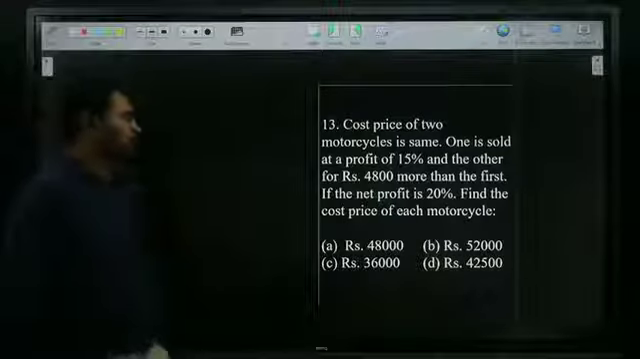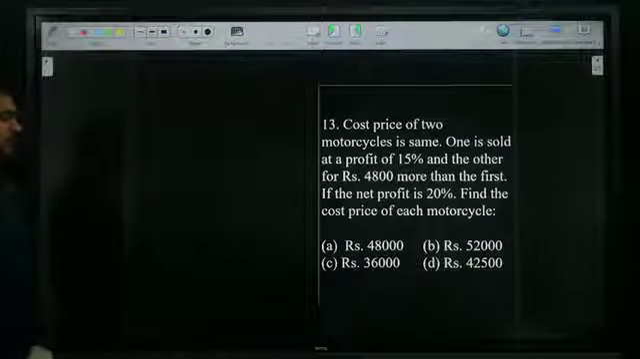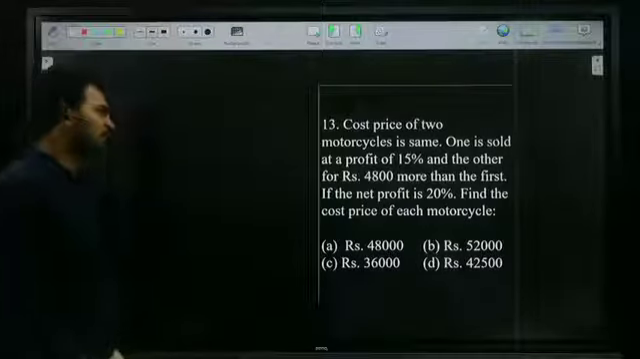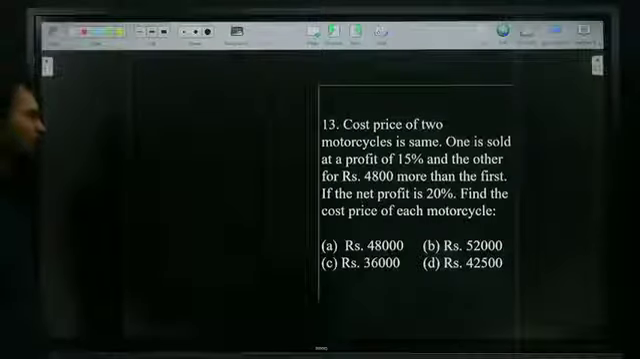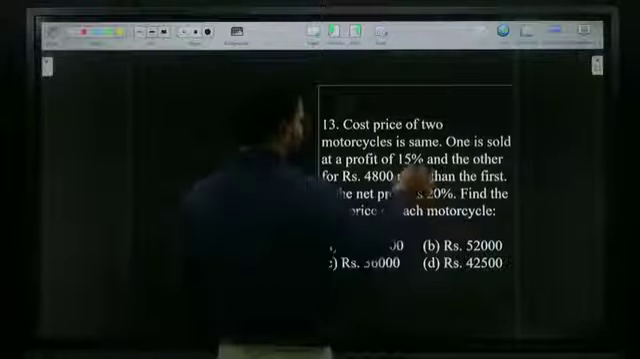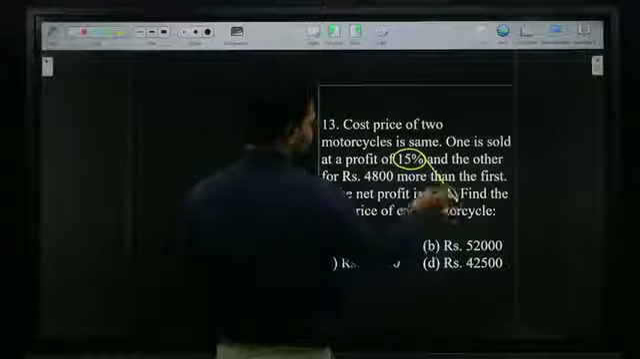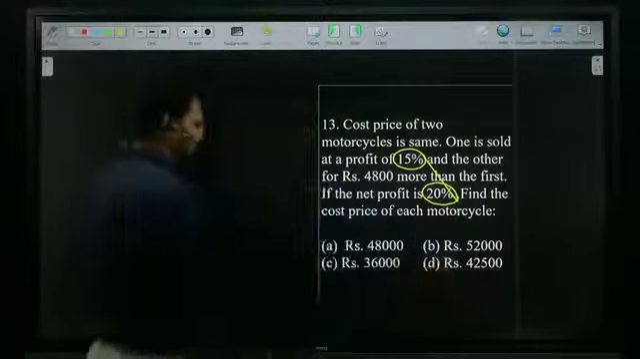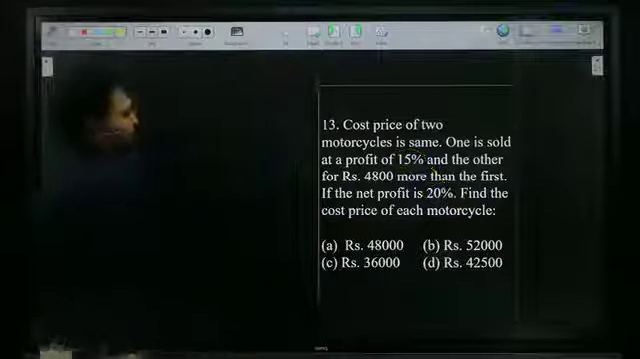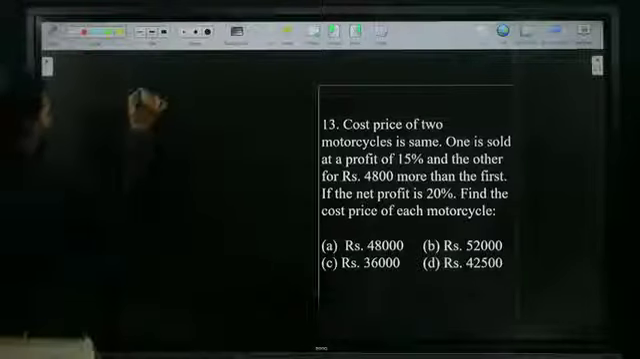Cost price of 2 motorcycles is the same. One is sold at a profit of 15%, and the other at 4,800 more than the first. If the net profit is 20%, find the cost price of each motorcycle. Look at me, Andy.